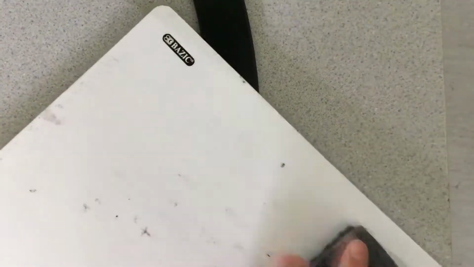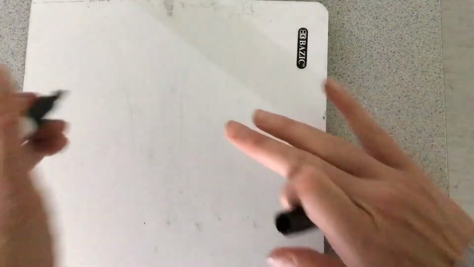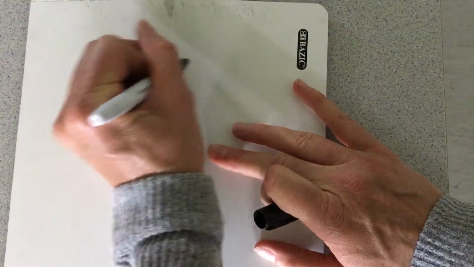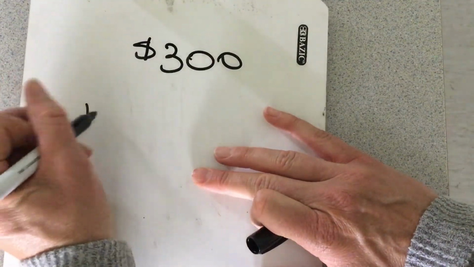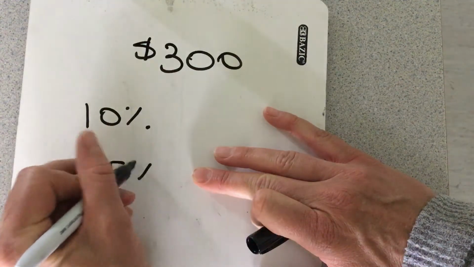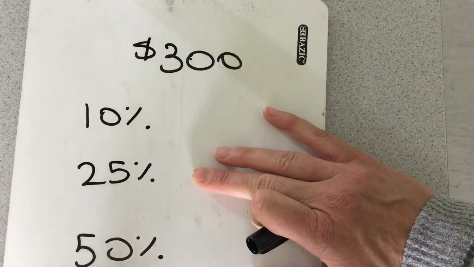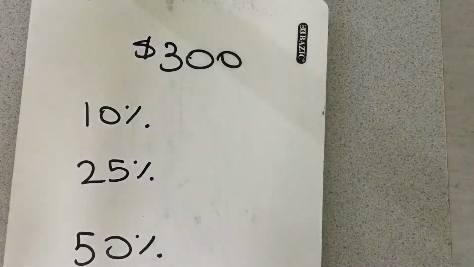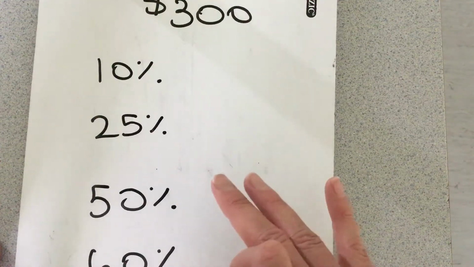All right, so let's look at another item. Let's look at $100. Not $100, we're going to look at $300. All right, so I'm going to start with 10%, 25, 50, 60. So again, I start off with the easiest one for me, which is half of $300.